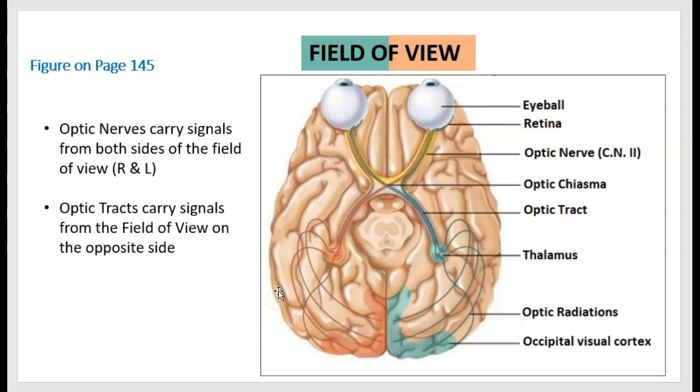You have this figure on page 145, on the bottom of page 145, and it shows you the occipital visual cortex down at the bottom. It has two different color schemes. One is orange or salmon colored, and one is more green. This reflects where the image is in your field of view, or where the object is in your field of view. So this is a superior view.